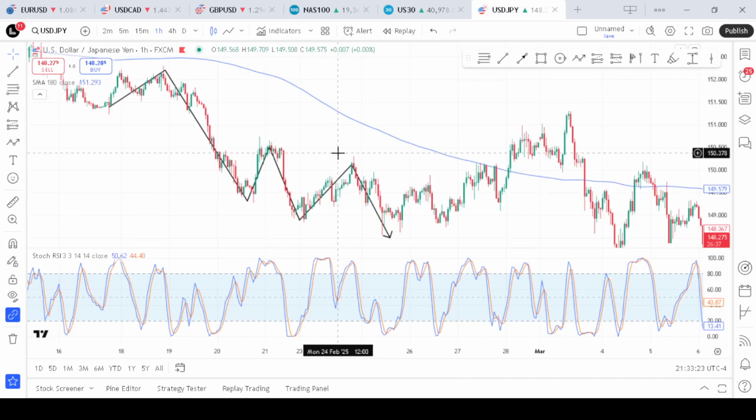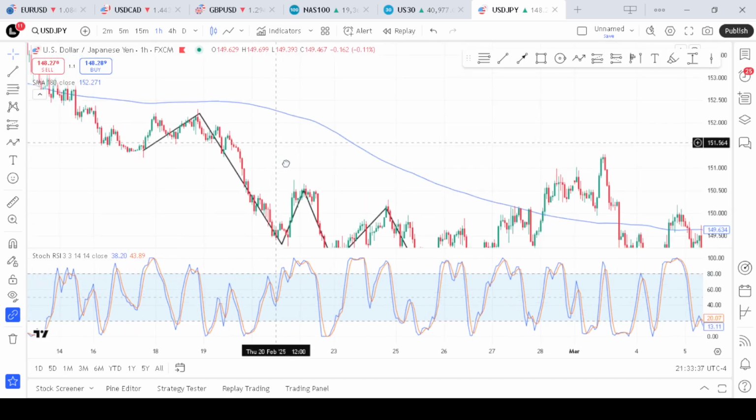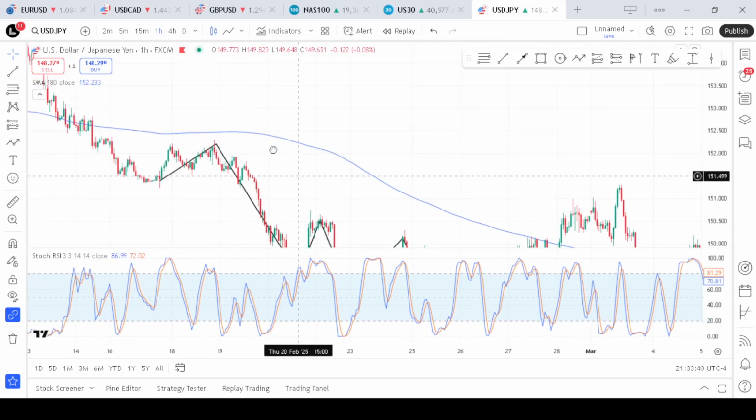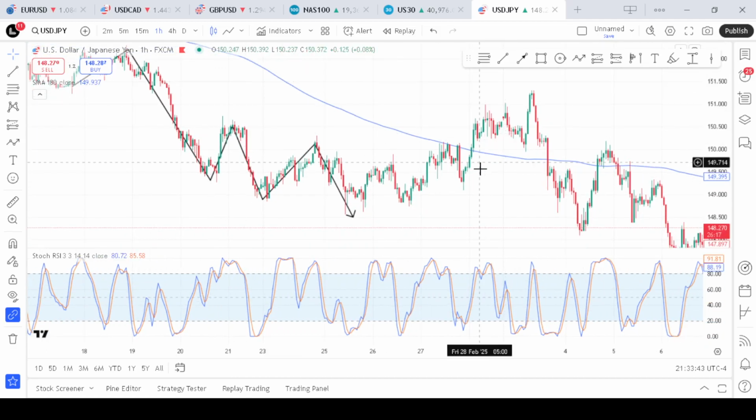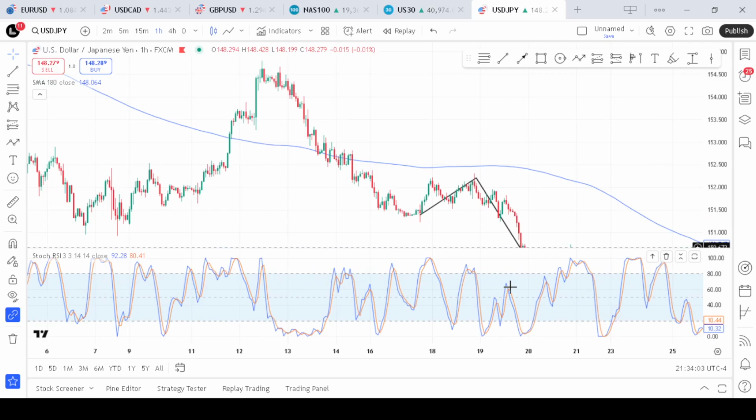As we have changed it to 180, remember, the price is now below the moving average. When price is below it, we would only prioritize selling opportunities, but when price is above this moving average, we would prioritize buying opportunities. This approach ensures that you trade in the direction of the dominant trend, significantly improving your probability of success. For a buy setup, you have to wait for the stochastic RSI to drop below the oversold threshold.